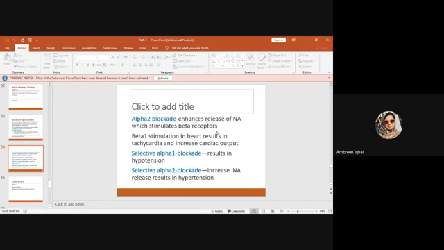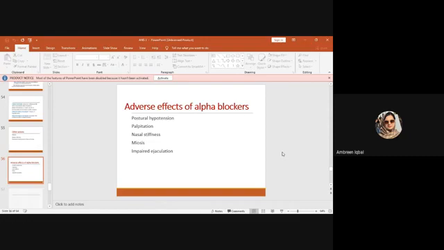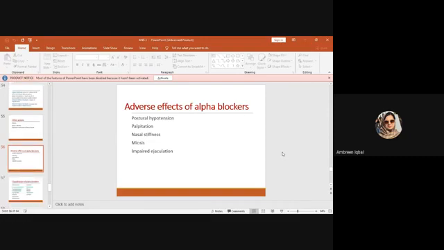Beta 1 stimulation in the heart results in tachycardia and increases the cardiac output. Selective alpha 2 blockers result in hypertension, as they increase the noradrenaline. Then you have other actions like constriction of pupils, and nasal stuffiness. Adverse effects are postural hypotension, palpitation, nasal stuffiness, constriction of the pupils, and impaired ejaculation in males.